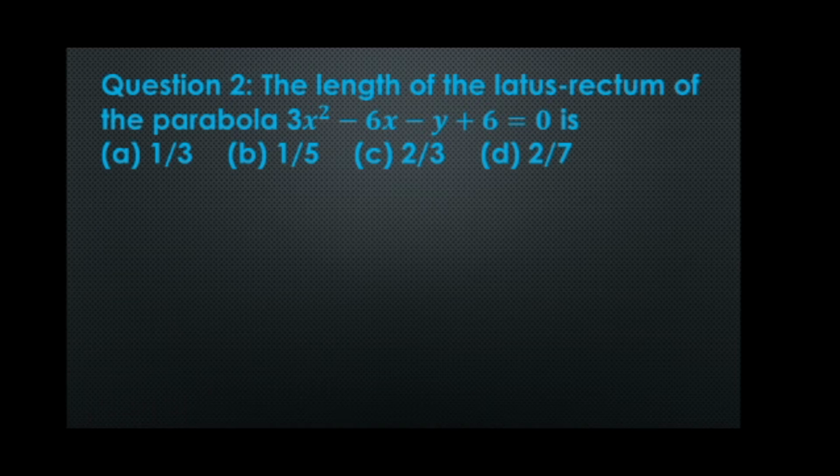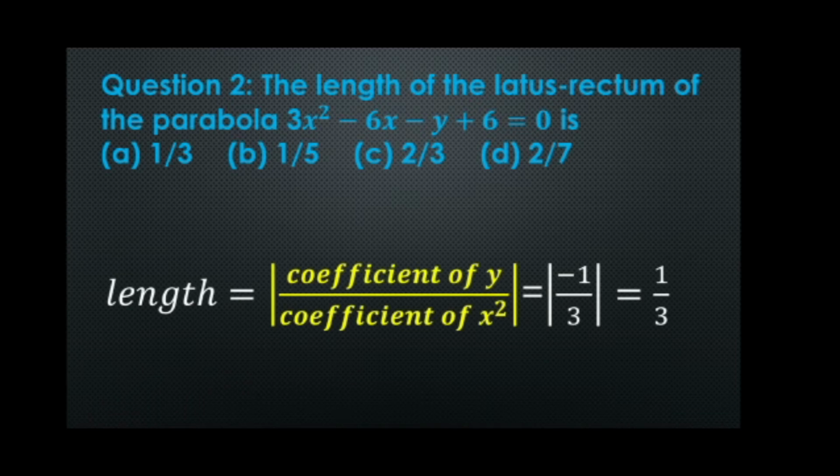Moving on to the second question. The length of the latus rectum of the parabola 3x square minus 6x minus y plus 6 equal to 0. Length of the latus rectum will be modulus of coefficient of y divided by coefficient of x square. Here coefficient of y is minus 1 and coefficient of x square is 3. Therefore, modulus of minus 1 divided by 3, which is 1 divided by 3.